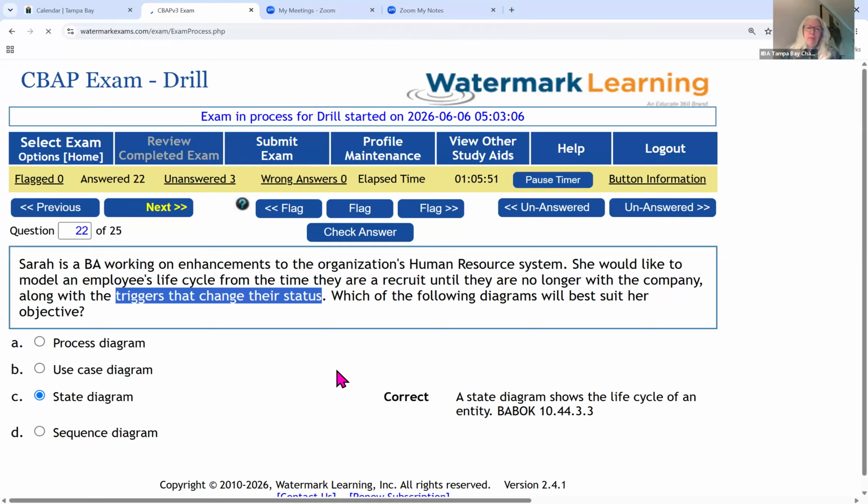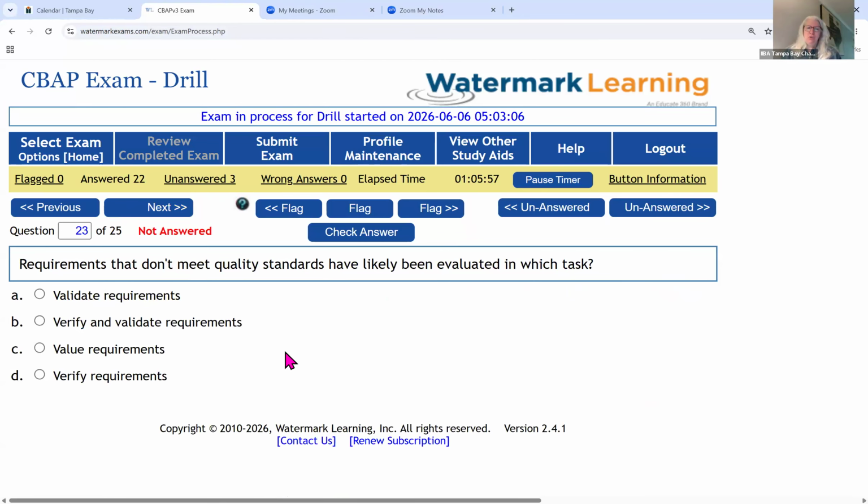Requirements that don't meet quality standards are likely to have been evaluated at which task? At which task do you determine if it does or does not meet a quality standard? Is that validate, verify and validate, value, or verify? What do y'all think the right answer is?